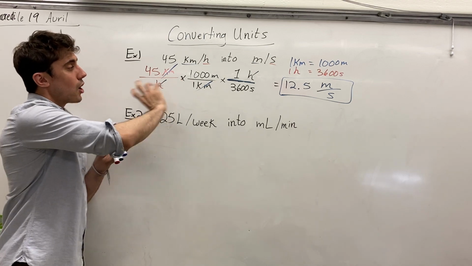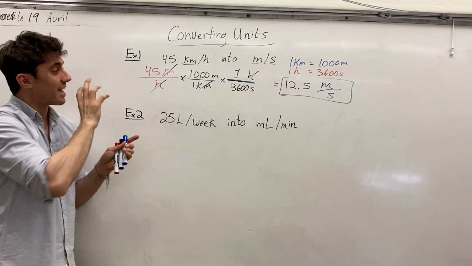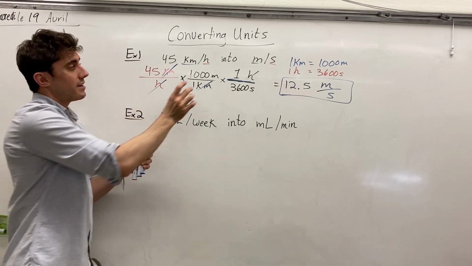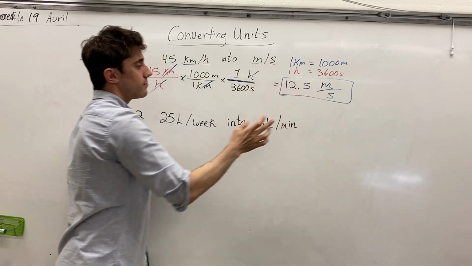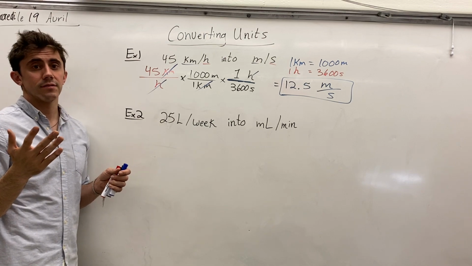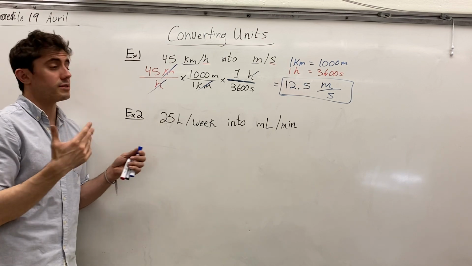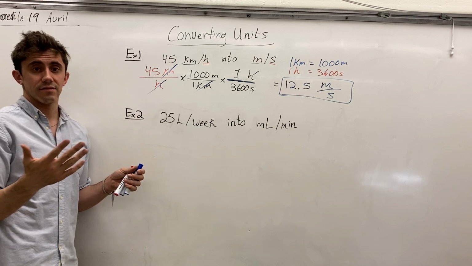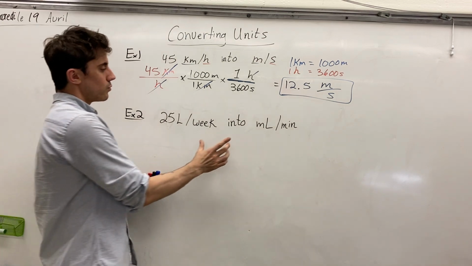So it's all about lining up your units so that they cancel out where they need to cancel out, they end up where they need to end up, and the numbers that go along with them just tag along for the ride. Okay, you don't have to worry about when to multiply or when to divide, let the units lead the way, okay? So let's do one more example.